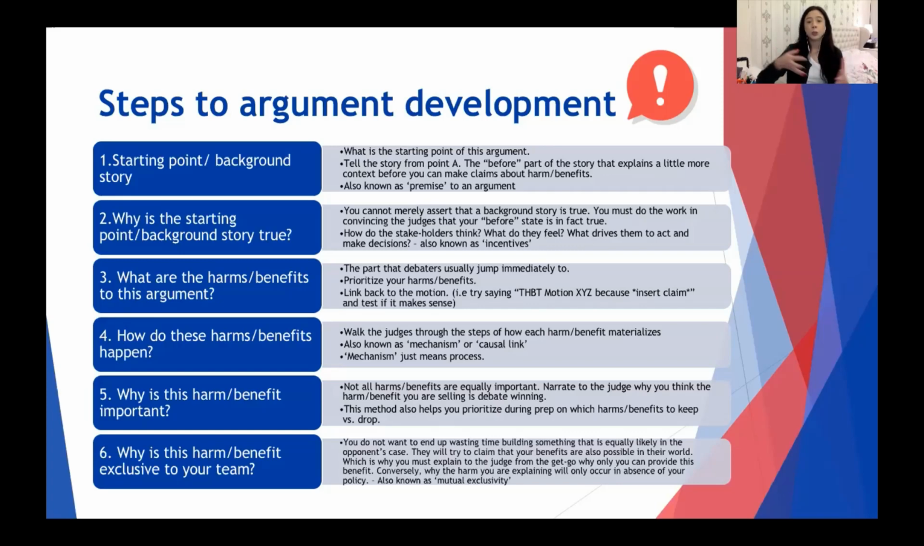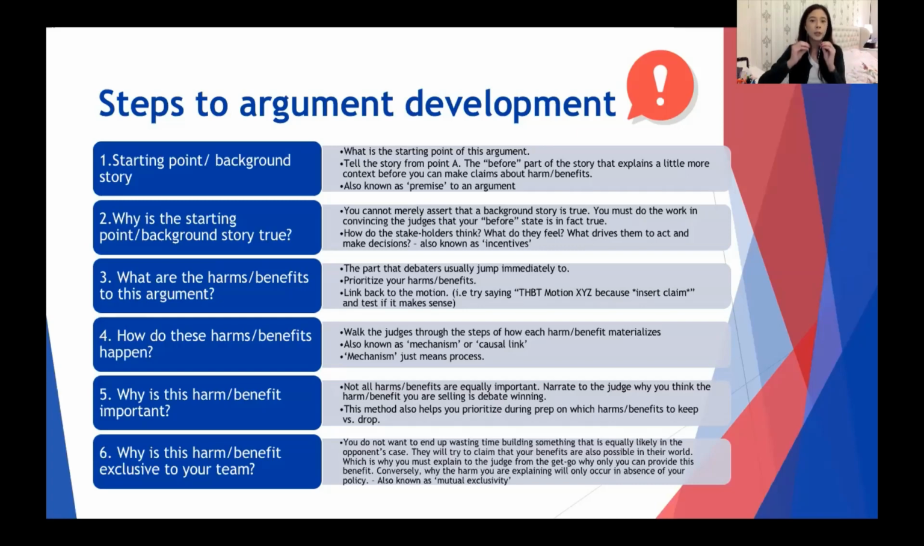So what that term really means is that it's not exclusive to your side. It is something that can exist in their side of the world as well. So what you want to do is provide the mutual exclusivity of your point. Explain to the judge why this benefit only happens in your world, specifically only because of your policy.